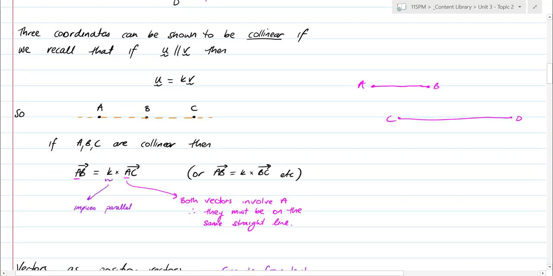Basically, it always works with 3 points. If you can prove that any vector line segments created by the 3 points are parallel, they're collinear. But if you've got 4 points or more, it might not work. There has to be a shared point as well. So just be careful with that.